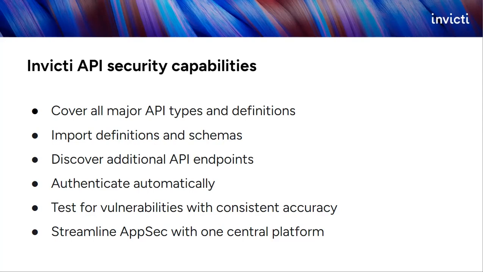Next, the ability to import definitions and schemas. The sheer number of different API definition formats used to be a major obstacle for centralizing API security testing. This often meant requiring multiple tools and complicating the process overall. Invicti comes with built-in support for 15 different formats, including Postman, OpenAPI, WADL, WSDL, and many more. So nice coverage as well on the ability to import definitions and schemas.